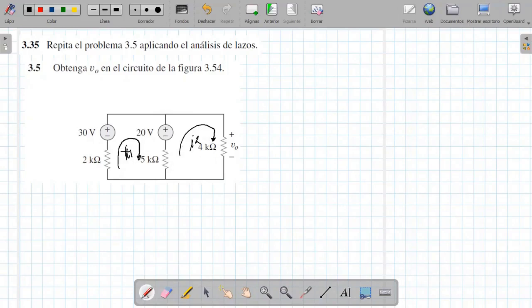Okay, so let's make mesh 1. A practice that many of us do is that we take the current clockwise. They could also take it in another direction. It is also valid, but this is for practice.